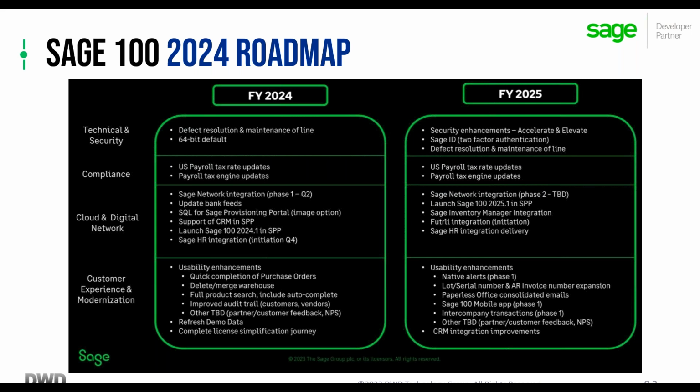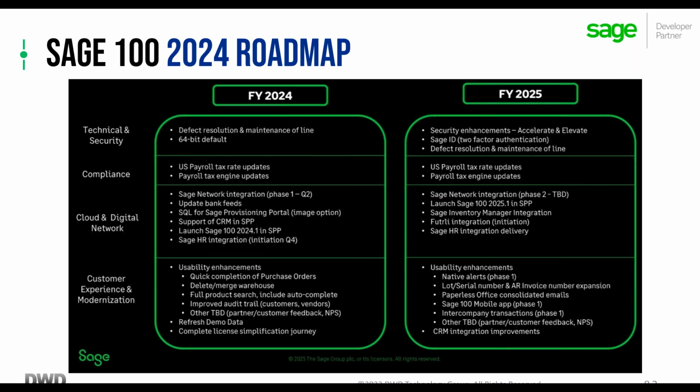And you're seeing Sage put effort into that this year. Some issues with 32 and 64-bit, et cetera. Compliance with the payroll, tax updates, and the engine that updates that is going to be done. Their cloud and their digital network.